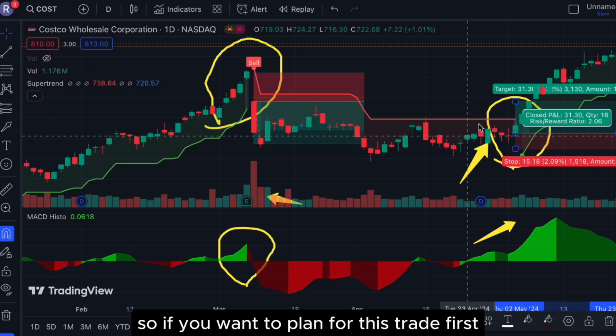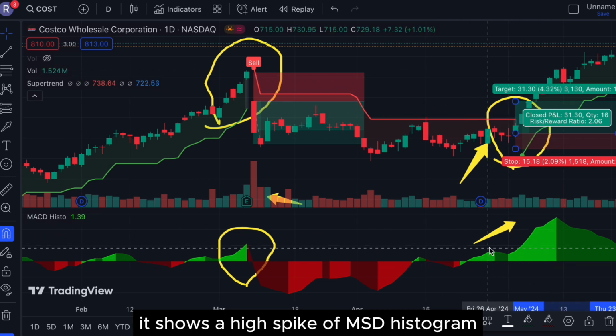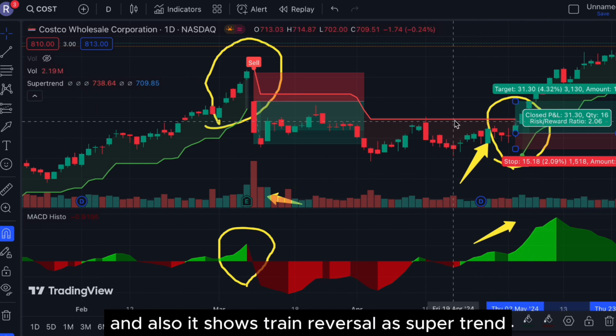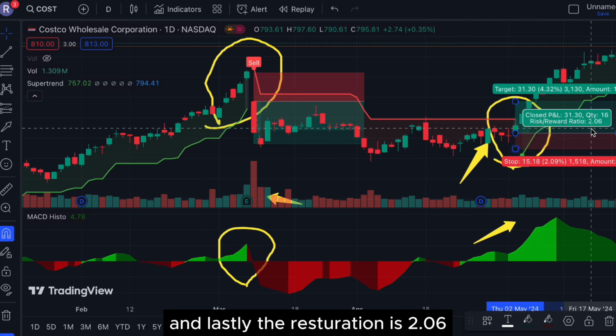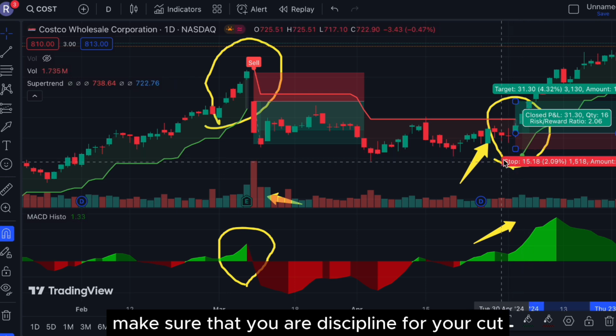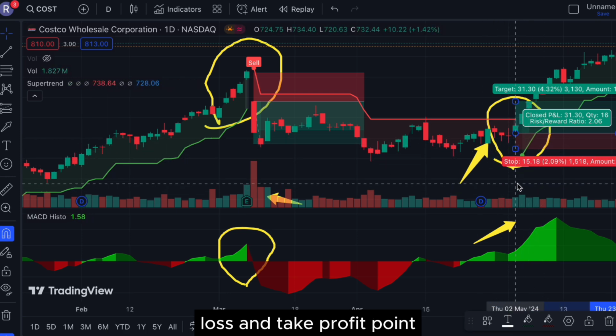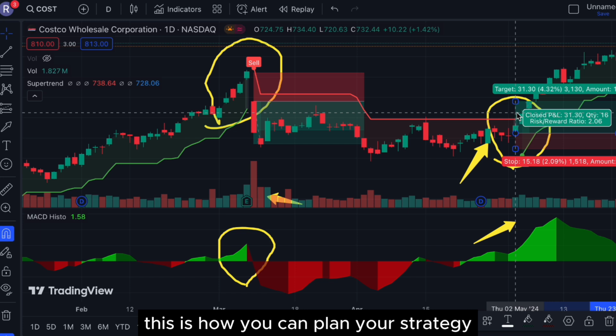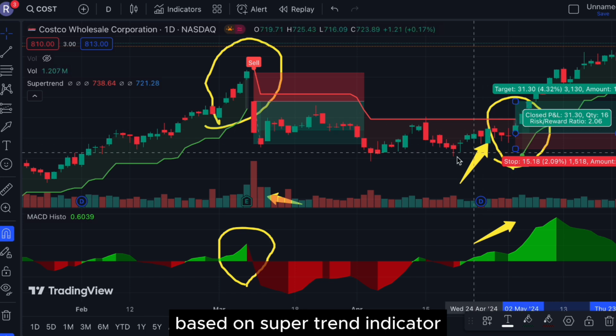So if you want to plan for this trade, first it shows a high spike of MACD histogram, so short-term momentum turning bullish, and also it shows a trend reversal at super trend, and lastly the risk reward ratio is 2.06. So if you want to plan for this position, make sure that you are disciplined with your cut loss and take profit point. So yeah, basically this is how you can plan your strategy based on the super trend indicator.